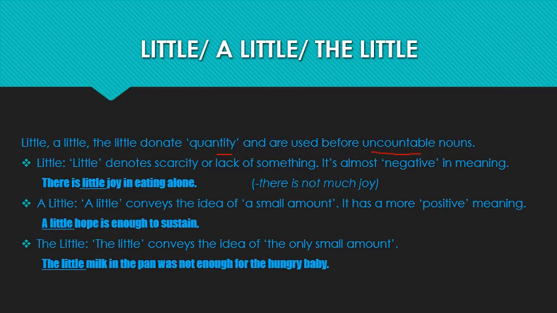Or can you count salt? Can you count sand? No. For that, you need to have some unit. One cup of sand, or one spoon of sugar, or one spoon of salt. And there are certain things that are countable, that you can count, like pens. You can count pens. You don't need a unit to count it. So those are called countable nouns, and these are called uncountable nouns. So little, a little and the little specify quantity and are always used before uncountable nouns.